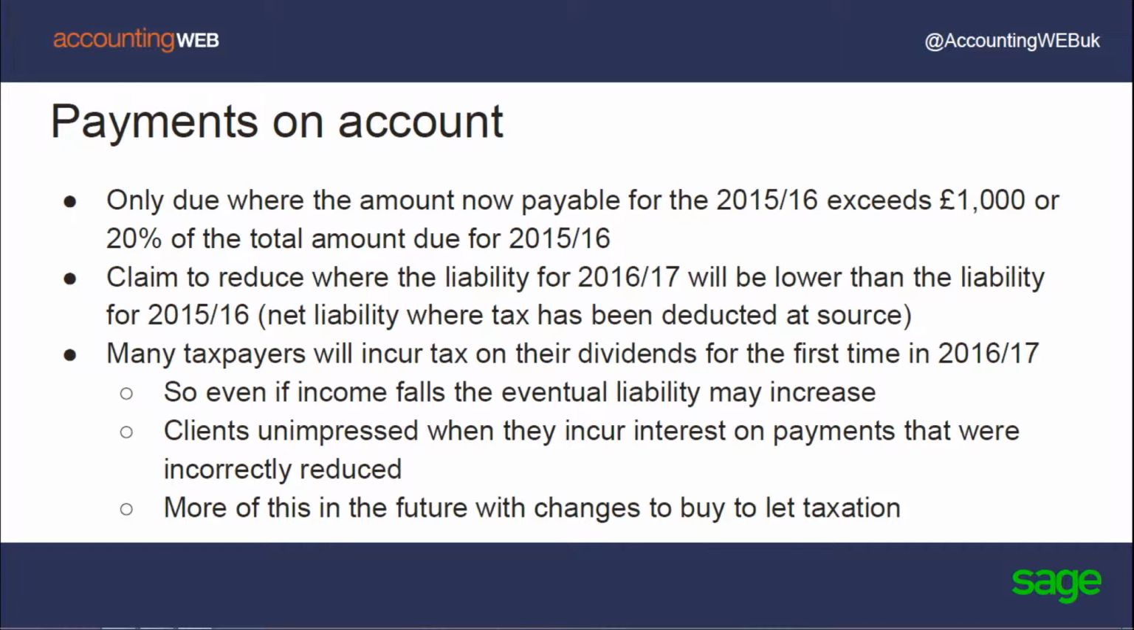Now, in law, you can make a claim to reduce, and many accountants will do this either using their software or through the HMRC website. The form used to be SA303, so you can use that to reduce that liability. However, what you've got to be careful of is that it's not a declaration that the income will reduce, it's a declaration that the tax liability will reduce.